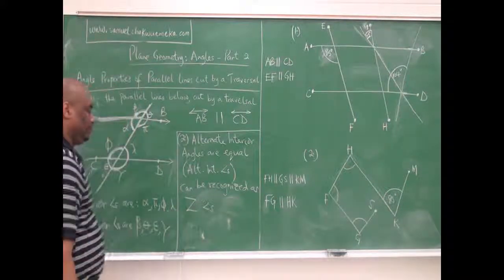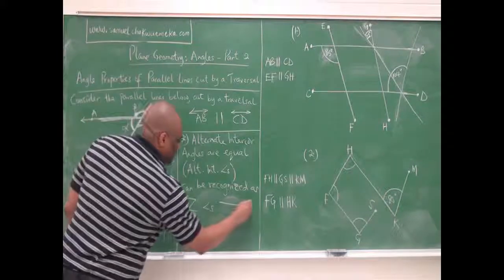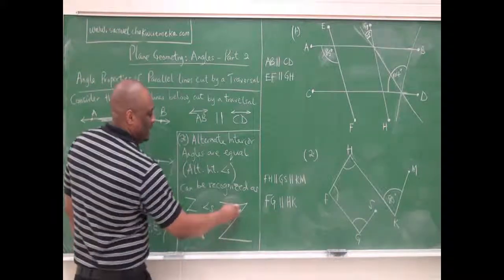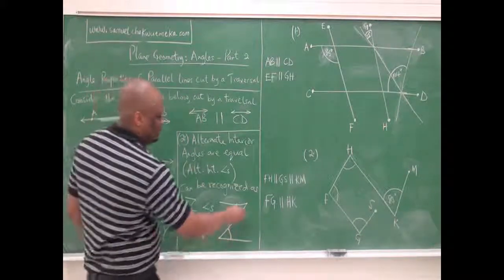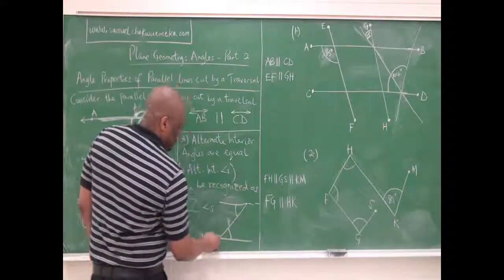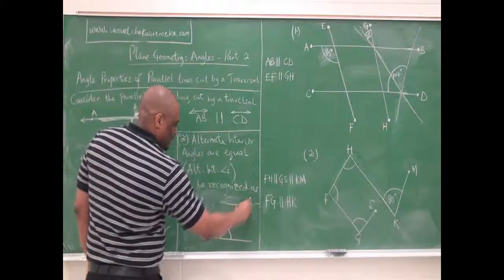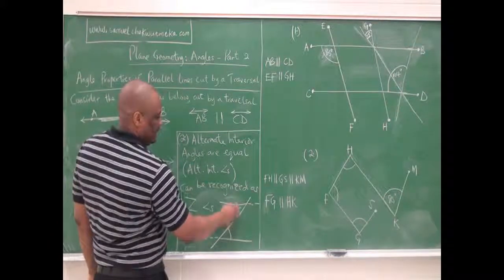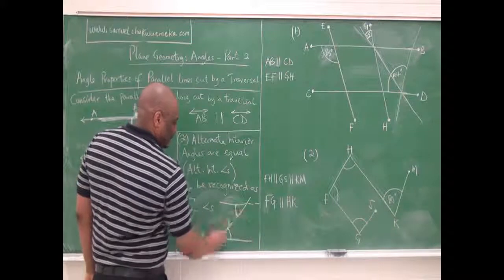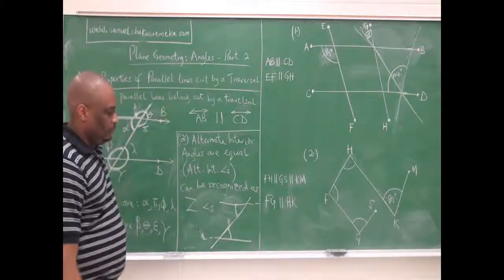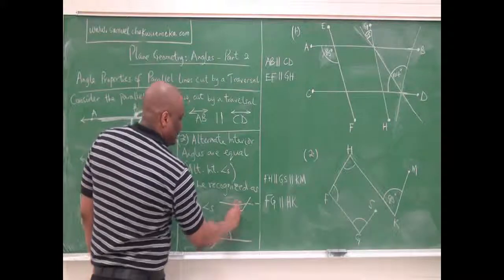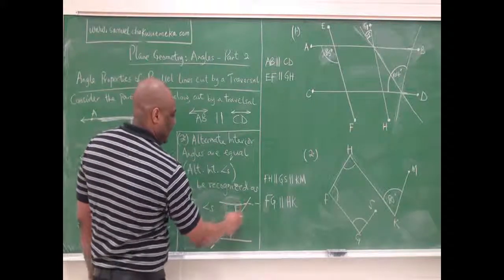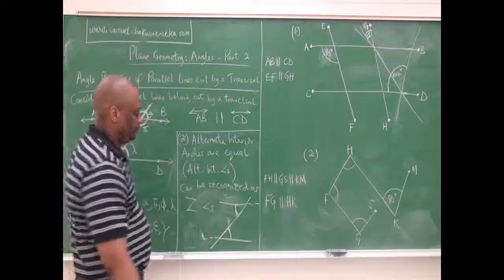Z angles. Look at the way I mean by Z. Alternate interior angles: this here will be equal to this here. So you see the traversal. If you extend this line and you extend this line and you extend the traversal, you see that there is a Z that looks like this. It's like Z. So you look at the interior angles, they are alternate and they are interior.